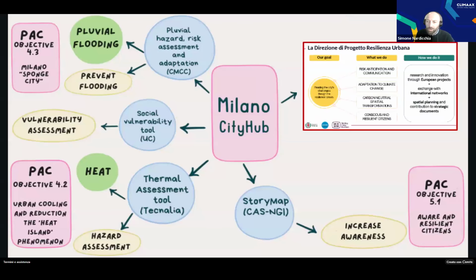I will go fast because I don't have a lot of time. In Milano, we connected the project to the Air and Climate Plan, our action plan, which combines adaptation, mitigation, and air climate measures. We connected the project to the adaptation pillar of the plan, and we worked with CMCC on pluvial hazard, with the University of Cork on social vulnerability, and with Tecnalia on a thermal assessment tool. We also worked in another pillar about awareness and engagement, with the support of two other project partners, Climate Adaptation Services and NGI from Norway.